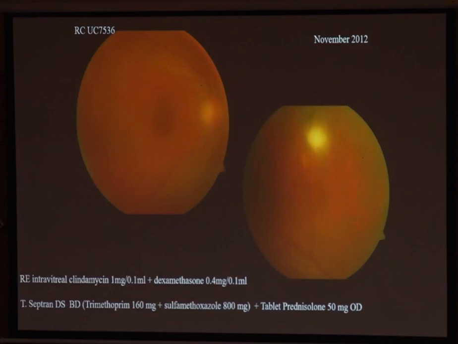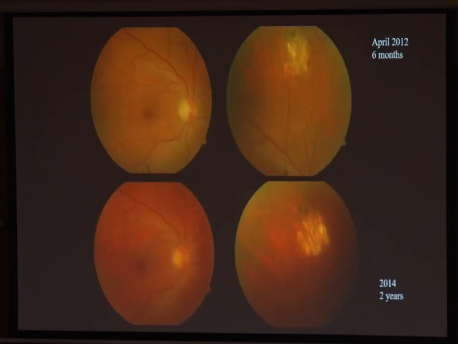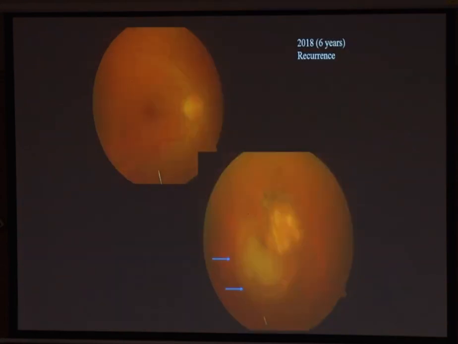So this was just a patient, you can see there is a lesion in the periphery. We treated with the conventional therapy. This was way back in 2012. After 2 years, you can see there is a scar, the patient was doing fine. And 6 years later, this patient comes back with a recurrence, adjacent to the previous scar.